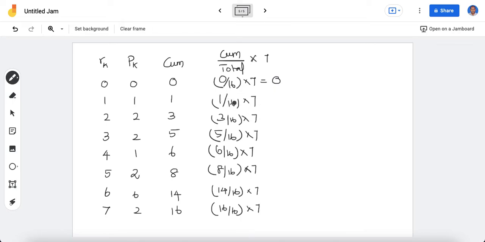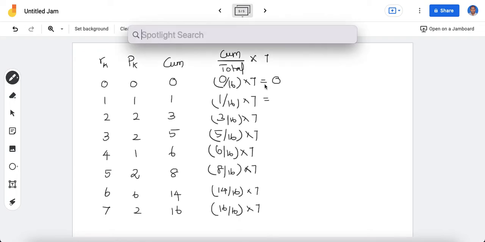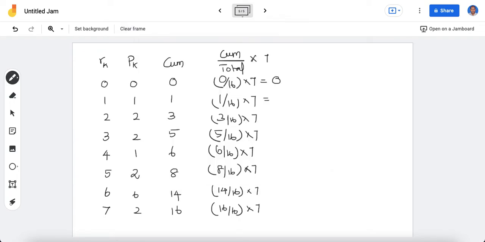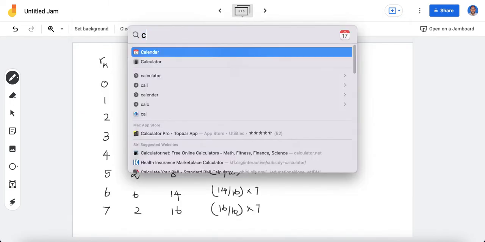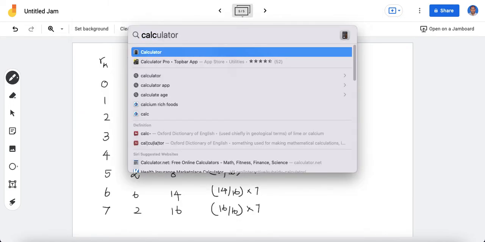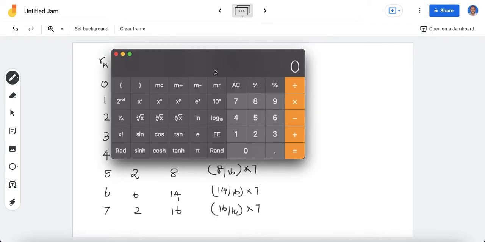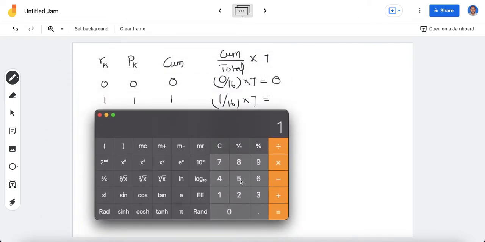Now 1 divided by 16, which is multiplied with 7, which will be around... If you want to use a calculator, we can use a calculator, and if you are able to, you can directly do that. So let me take the calculator to find. Sorry, I found. You see, 1 divided by 16 is equal to 0.06, and that is multiplied by 7. So I'll get around 0.43. So this we have to consider here.